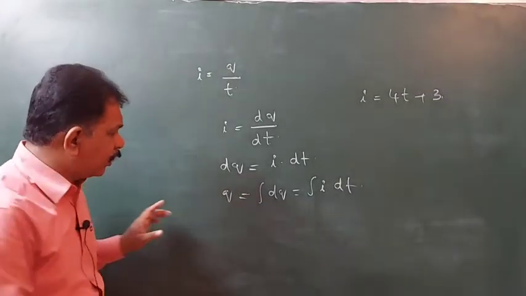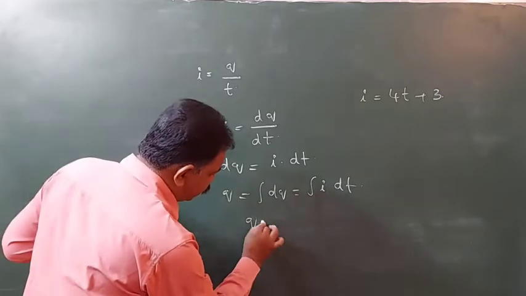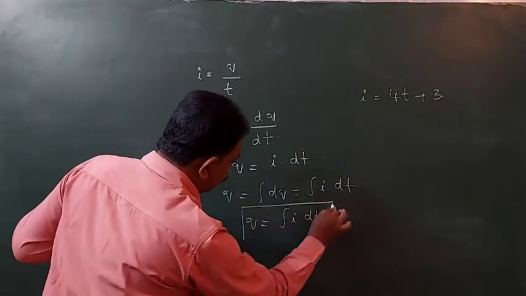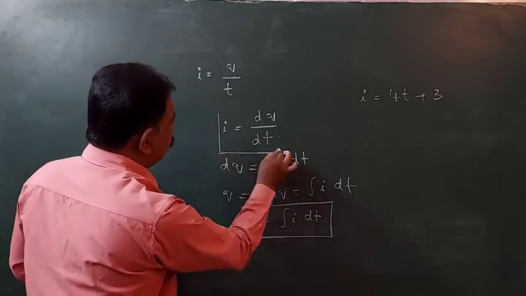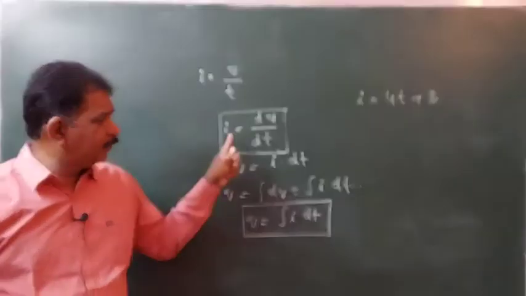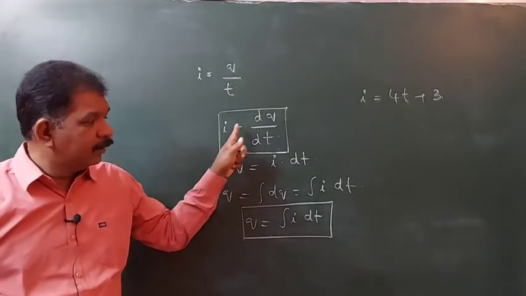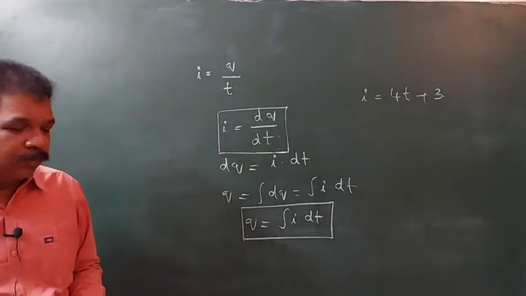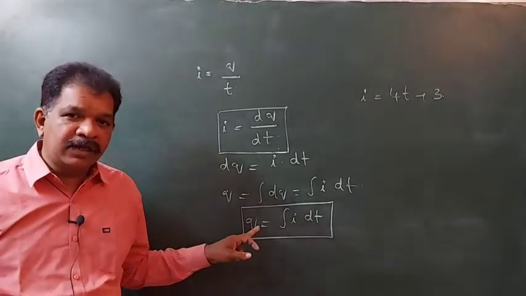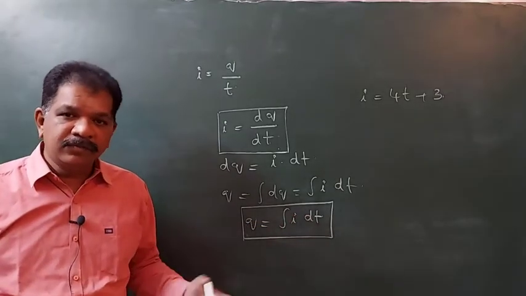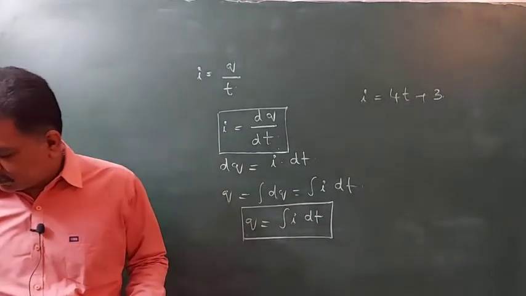At that time what formula you have to use? Q is equal to integral I into dt. I is equal to dq by dt. Find the electric current if charge is variable. If current is variable, find the charge means integral I into dt. These formulas we have to use.